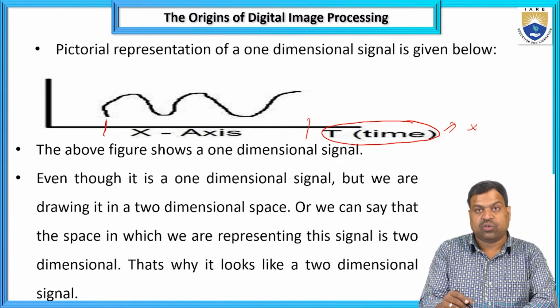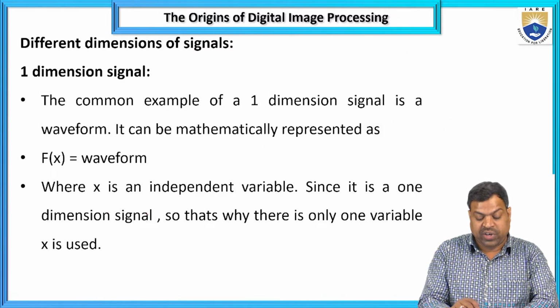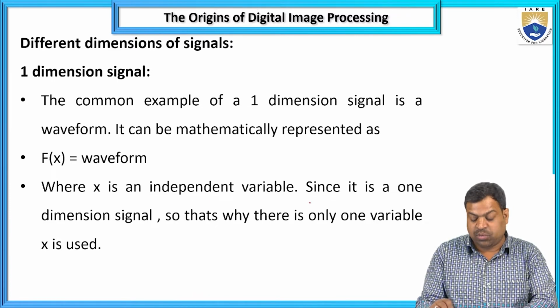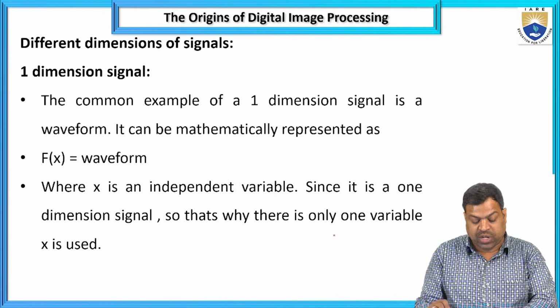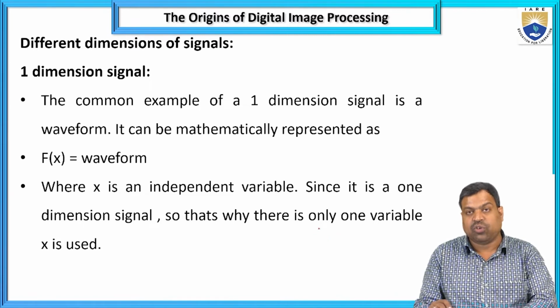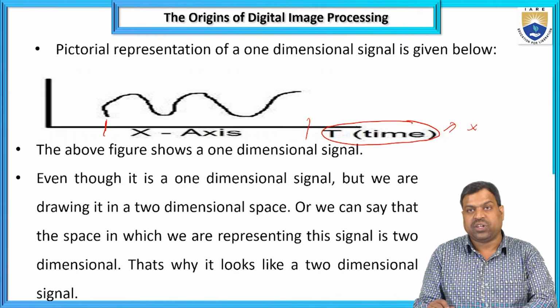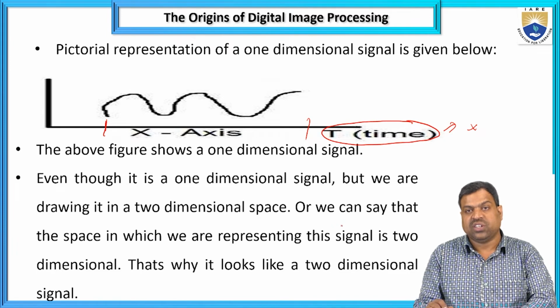I am taking 1D, 2D or 3D, whatever may be, where x is an independent variable since it is a one-dimensional signal. So that is why only one variable x is used. As per my requirement, I am taking only one dimension, that is f of x.